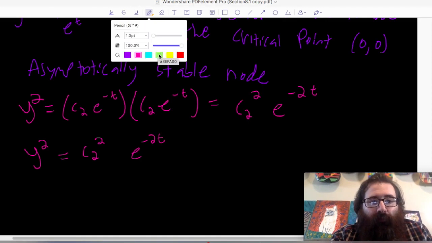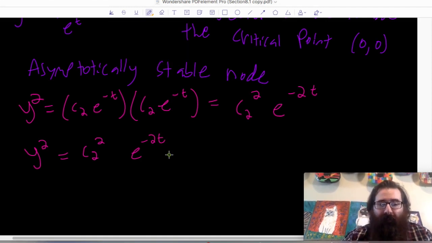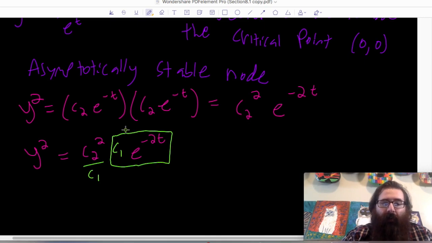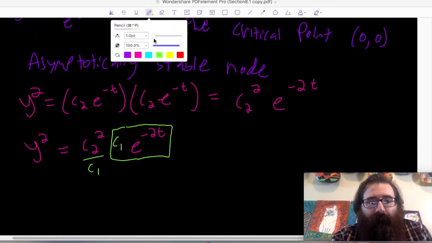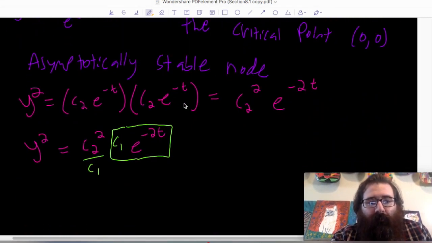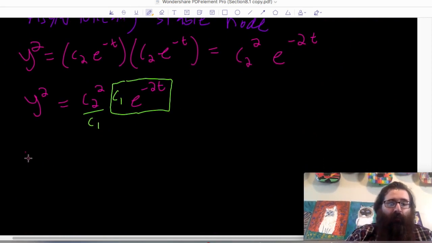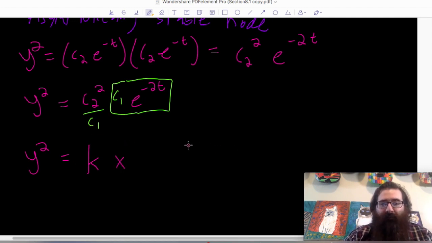But I can do a similar trick to what I did before, where here I can just multiply by the expression 1, c sub 1 divided by c sub 1. And notice that now I'm talking about x, right? X was c sub 1 e to the negative 2t. So what can we say from all of this? Well, we can say here that y squared is equal to, now c sub 2 squared is just a number, divided by c sub 1 is just a number, so all of this is some constant, let me call it k, times, here c sub 1 e to the negative 2t is x. So we get y squared equals k times x.